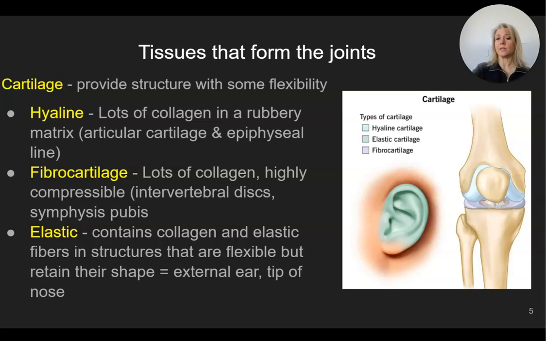Finally, we have elastic cartilage, and in the picture, that's what's making up our external ear. It contains collagen, but also elastic fibers that are going to allow our ears and the tip of our nose to maintain their shapes.